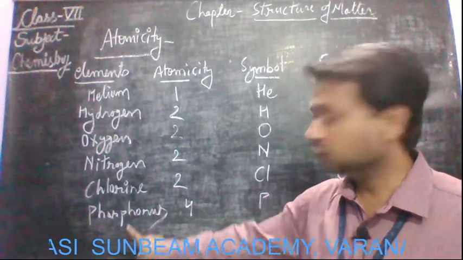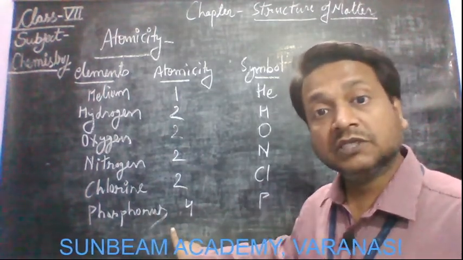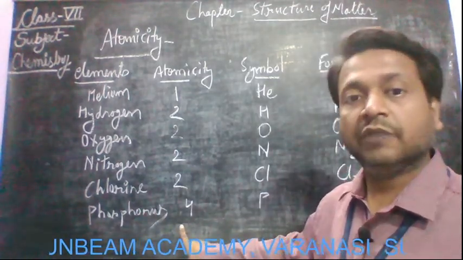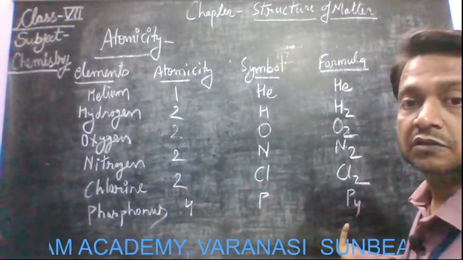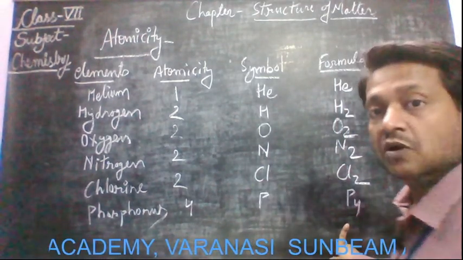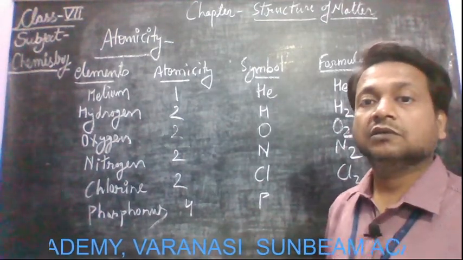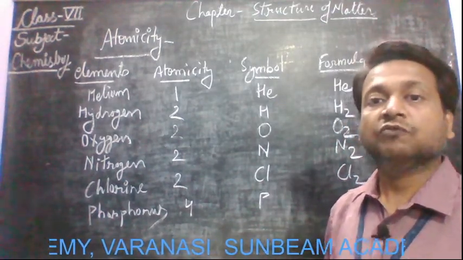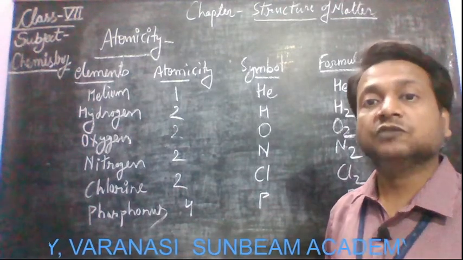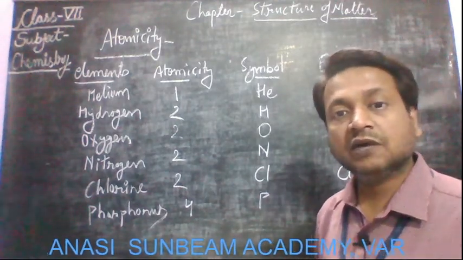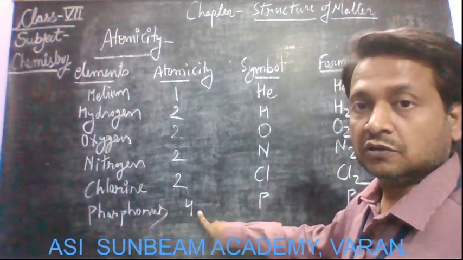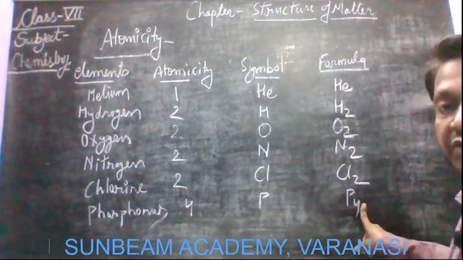The next element is phosphorus. Its atomicity is 4. The symbol of phosphorus is P, but the formula means that one molecule of phosphorus is made up of 4 atoms. It contains 4 atoms of phosphorus. So that is why the atomicity of phosphorus is 4 and the formula is P4.